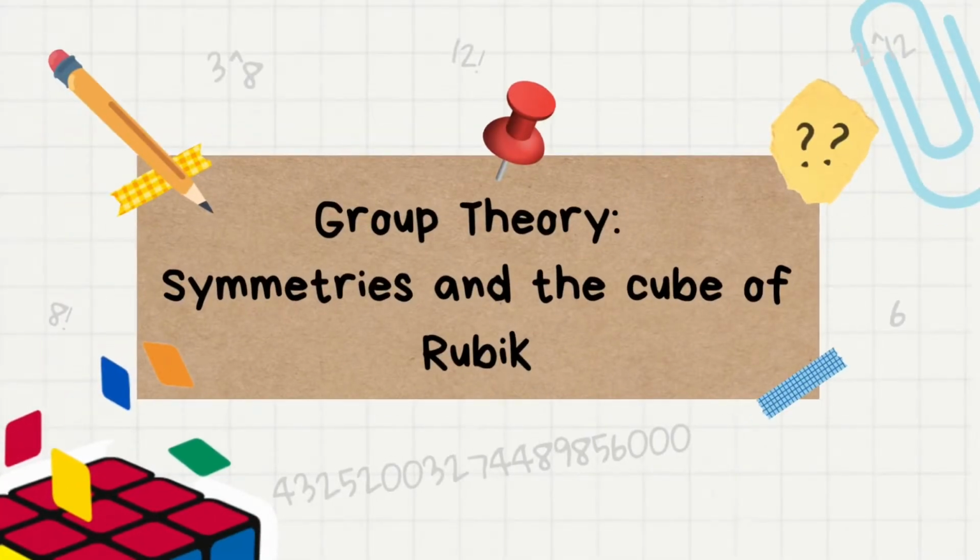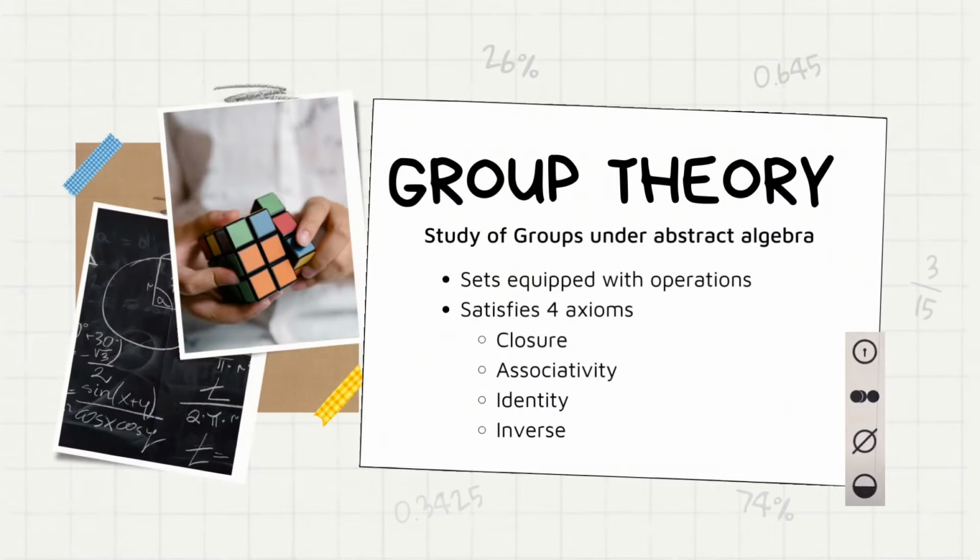and the famous cube of Rubik to prep you for the day where you finally get to solve your very own Rubik's Cube. But first and foremost, let's try to understand what group theory really is. Group theory is basically a study of groups under abstract algebra. These groups are sets equipped with an operation like multiplication, addition, or composition that satisfies four actions, or in simpler words, basic properties, which are used to analyze the sequence of permutations that will result in a solution. These actions are closure, associativity, identity, and inverse, which we will be explaining a little bit later.